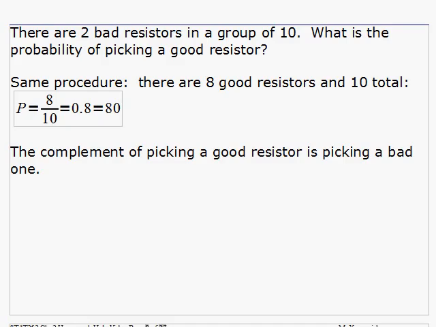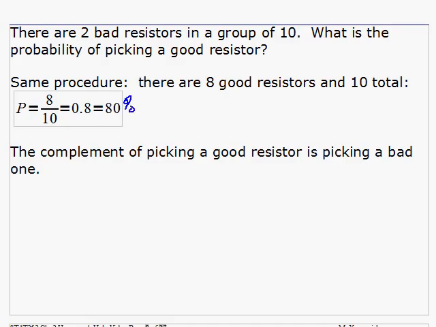If you had a box of 10 resistors and you knew that 2 of them were bad, there's 2 bad resistors in this box, what is the probability of picking a good resistor? You use the same procedure that we did previously. Count up how many good resistors there are, how many chances you have to pick a good resistor, in this case 8, and you divide by the total number of available resistors, which is 10. So the probability is 8 over 10, or 0.8, or 80%. This needs a percent sign on it. I'll put it on there now.